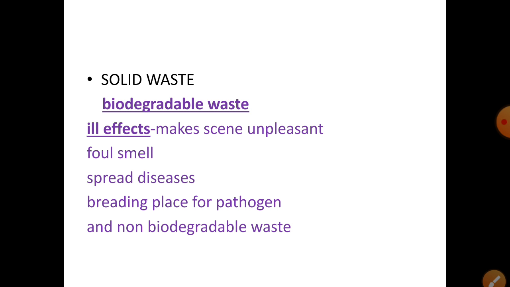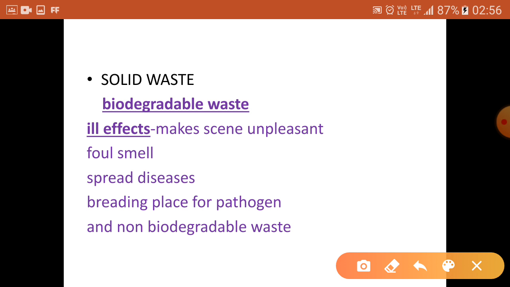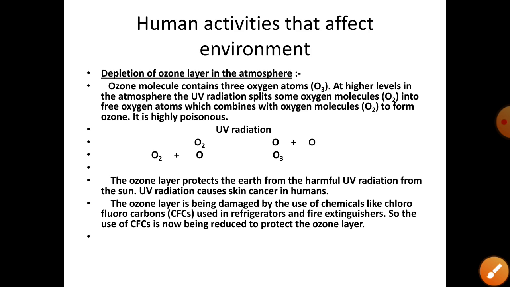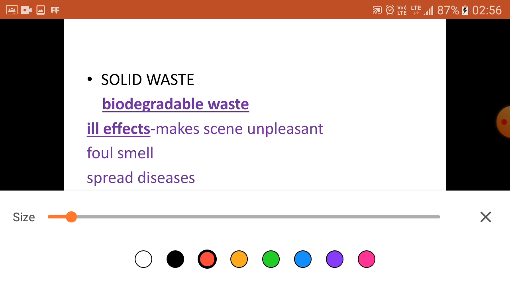First, let's get started and study more about the biodegradable waste. What are the ill effects of this waste? So the bad effects of biodegradable waste are that they make the scene unpleasant, they produce foul smell. Not only this, they spread diseases also.